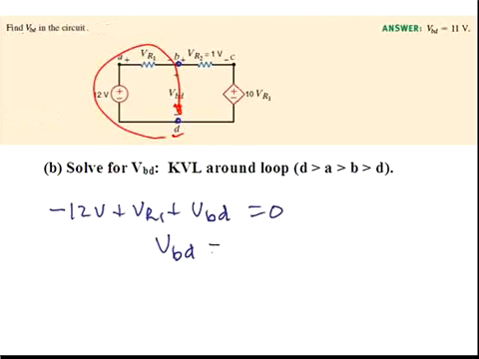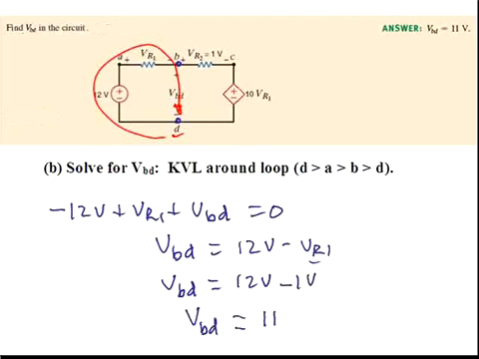VBD is equal to 12 volts minus VR1. But we determined previously the value of VR1 is 1 volt, so VBD is equal to 12 volts minus 1 volt, and therefore VBD is equal to 11 volts.